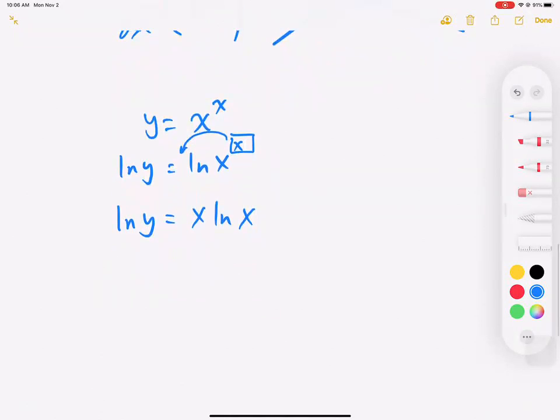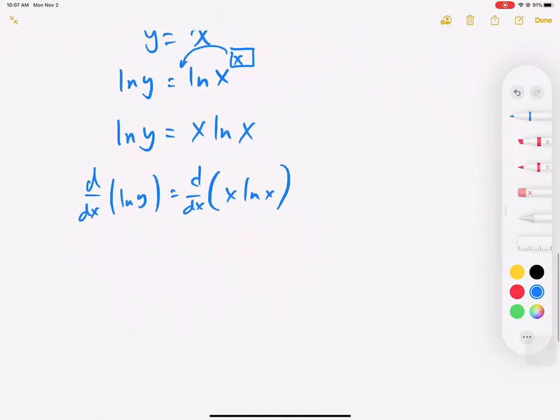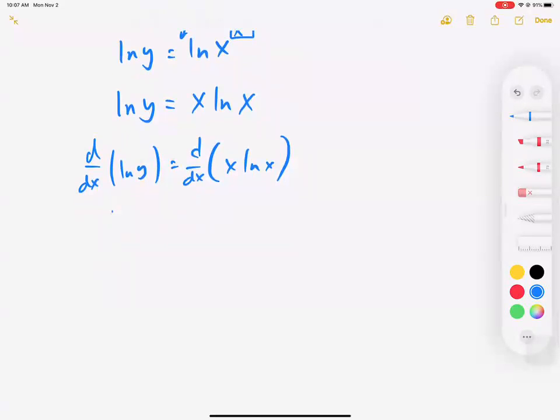Moving on. Now you can take the derivative of this. Now if you go ahead and take the derivative with respect to x, on the left side, let's take the derivative of natural log of y. We talked about it before. It's 1 over y, and then don't forget the chain rule, y prime. If anyone needs some help figuring out why that's true, please let me know. I can do another example.